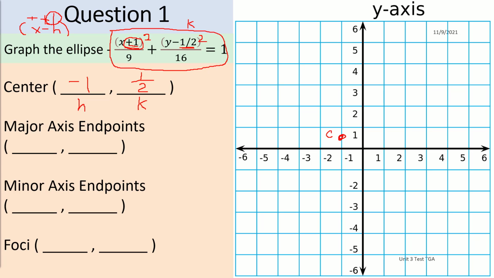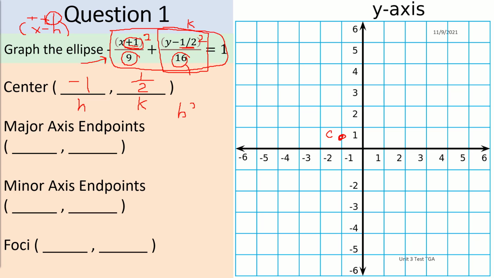So let's go ahead and plot that point, and I'll just call it C on my graph. A lot of students plotted points, but they didn't label anything. So make sure that you label the points that you're putting on that graph, or you won't get full credit. Okay, so now we're going to look at the 9 and the 16. And 16 is bigger than 9, so our major axis is going in the direction of the y-axis.